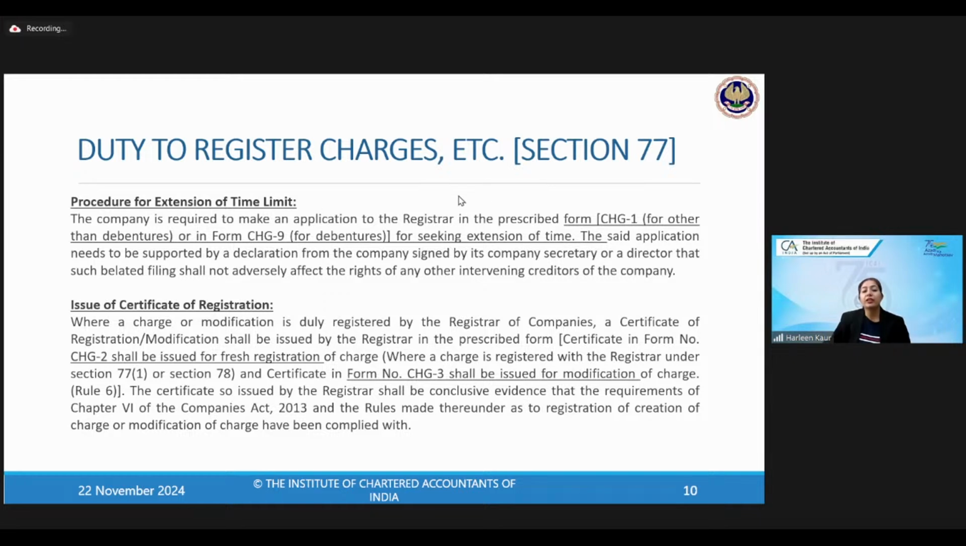It says wherever it is required, the company is required to make the application to the ROC. That is clear, CHG 1 or CHG 9, that is clear. For seeking the extension of time, this needs to be supported by a declaration signed by a company secretary or director that such late filing will not adversely affect the intervening creditors of the company.